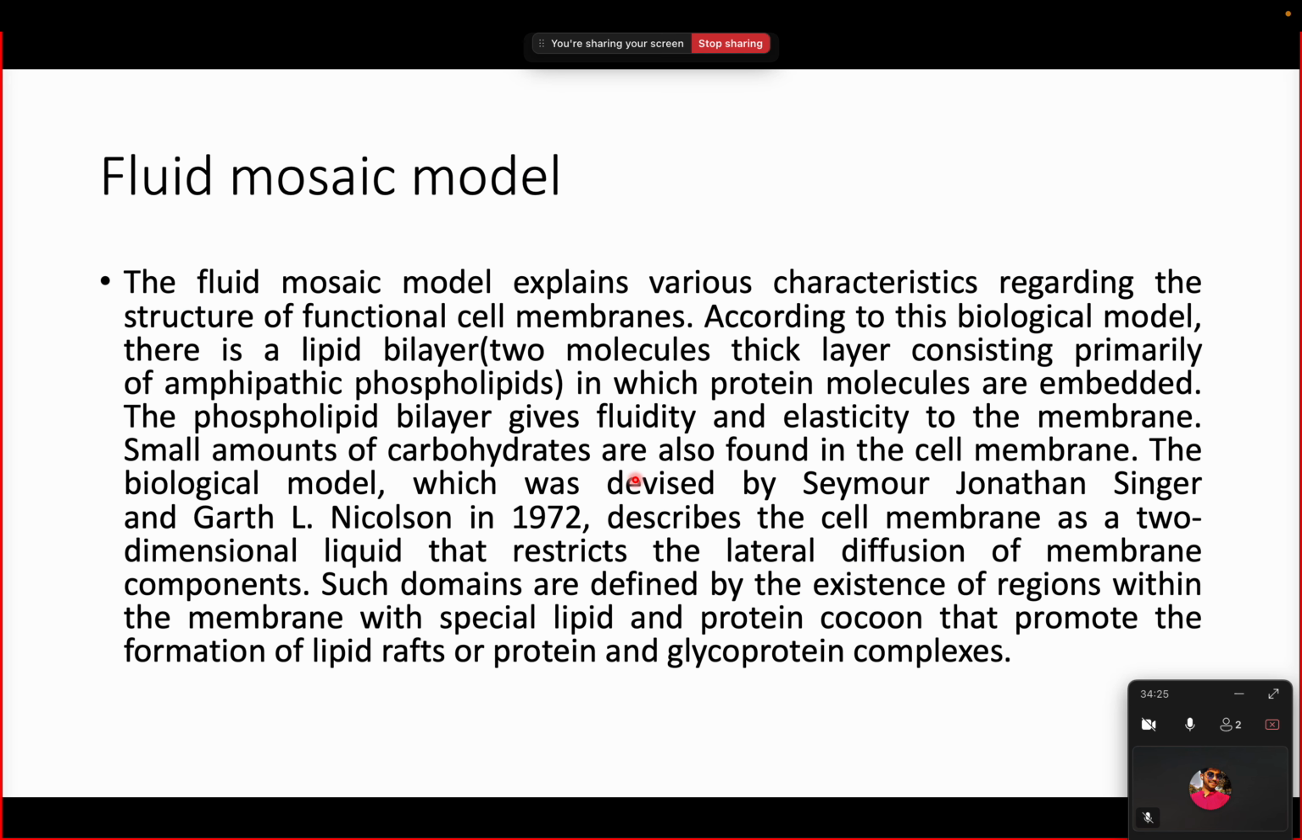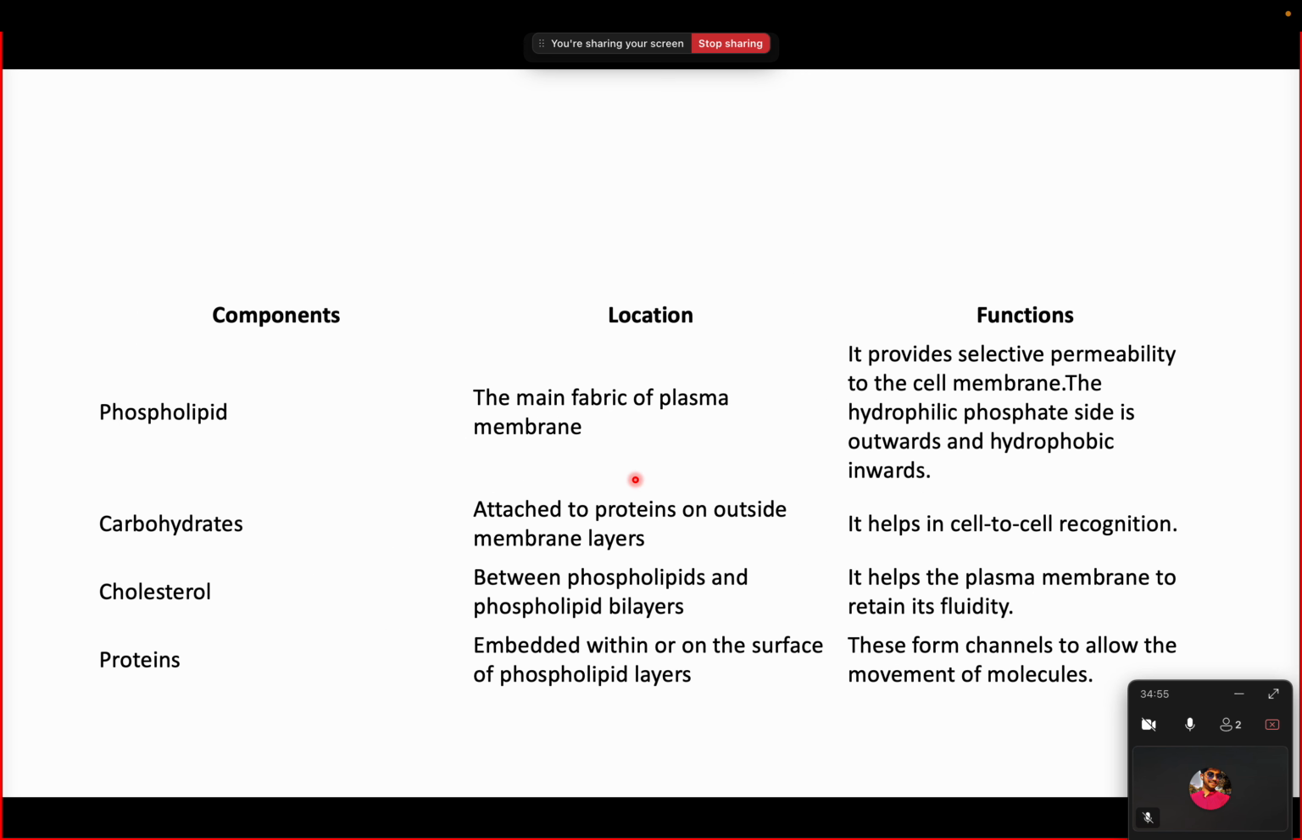Okay, then what exactly is the fluid mosaic model? The fluid mosaic model explains various characteristics regarding the structure of a functional cell membrane. According to this model, there is a lipid bilayer in which protein molecules are embedded. So if someone asks you for a one line definition of the fluid mosaic model, this is it. But if you want to give more details, such as what kinds of lipids and proteins are present, you can easily get into those nitty-gritties of the membrane model description.